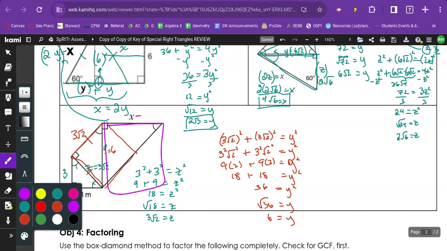We just want to know what this x is. Well, that's the same as that, which was 6. So that's how you tackle it with the visual method of identifying them as equilateral triangles and squares.